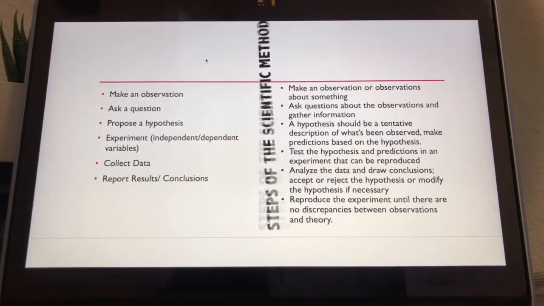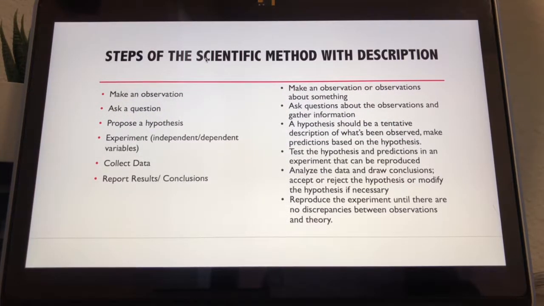I have listed for you the steps of the scientific method along with the description. So on the left-hand side, we start off with making an observation, asking a question, proposing a hypothesis, experimenting between your independent and dependent variables, collecting data, and last is reporting results and conclusions. So on the right-hand side, there are descriptions that coincide with the left-hand side bullets.